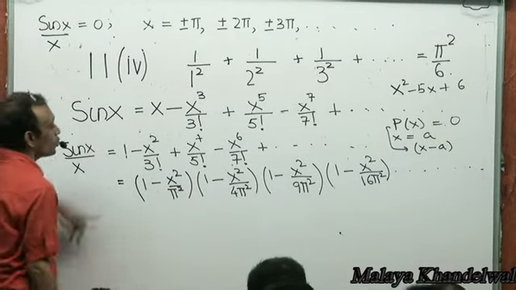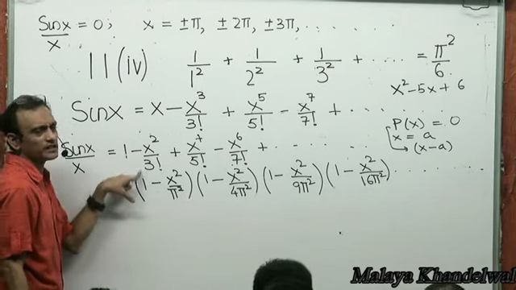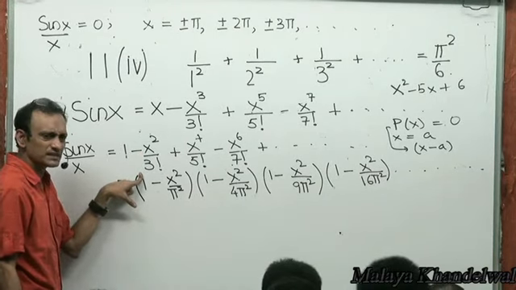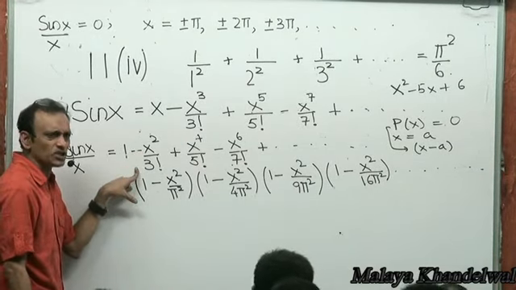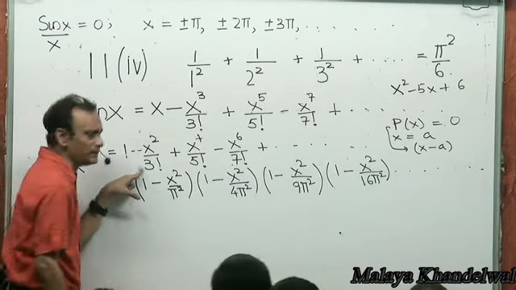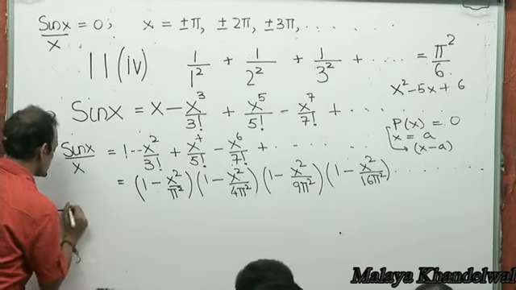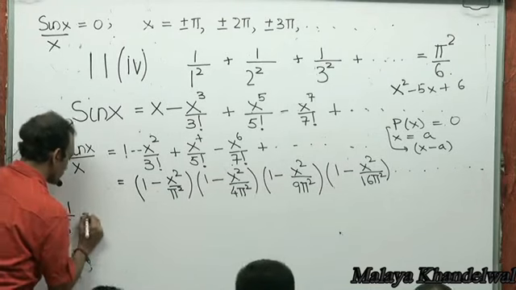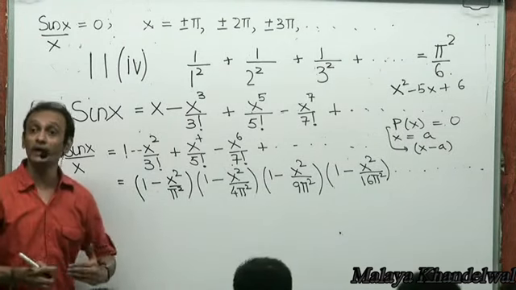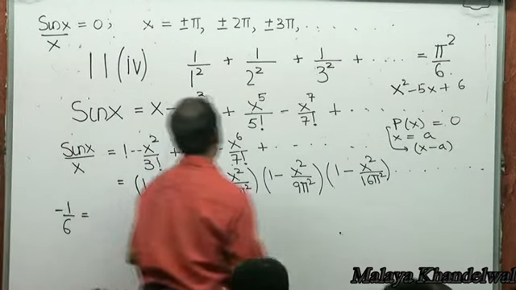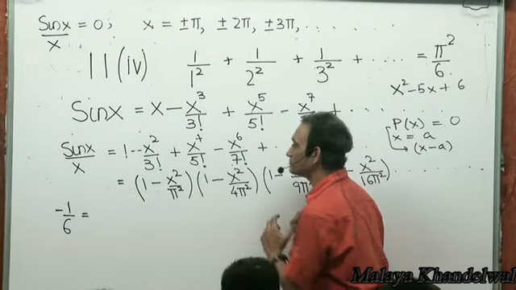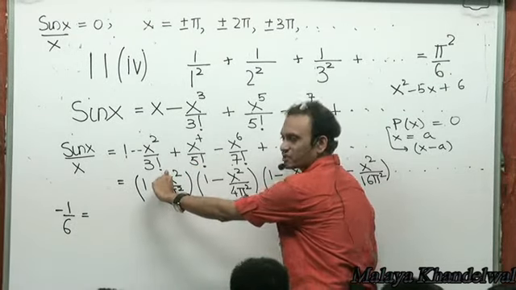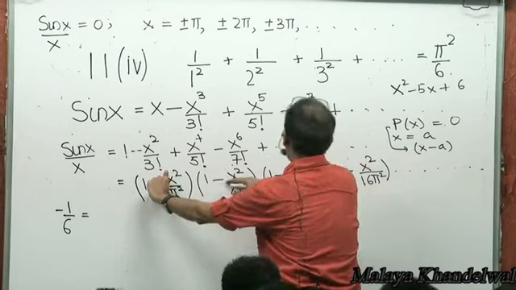Now, what's the coefficient of x squared on the left hand side? Minus 1 by 6. Minus 1 by 6 is the coefficient of x squared on the left hand side, right? So, minus 1 by 6. Now, the coefficient of x squared on the right hand side. How do you get it? See, minus x squared by pi squared into 1 into 1 into 1.